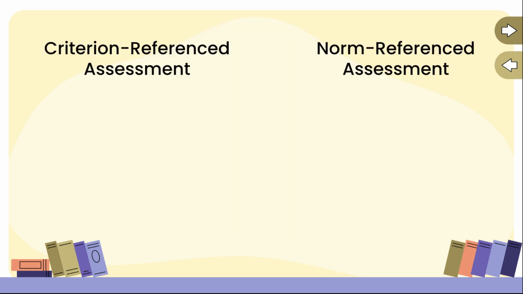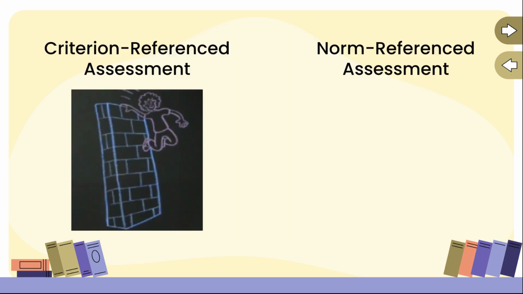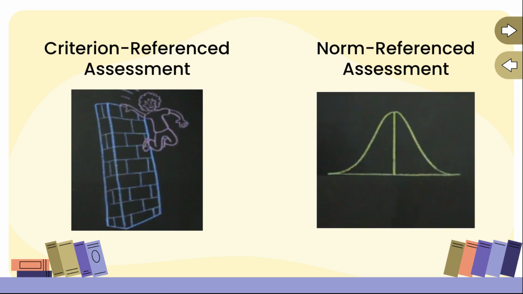In conclusion, the criterion reference assessment tests what an individual student has mastered and is expressed as a raw score or percent, and a norm reference assessment compares an individual's performance to the group's performance and is expressed as a percentile rank through a bell curve.